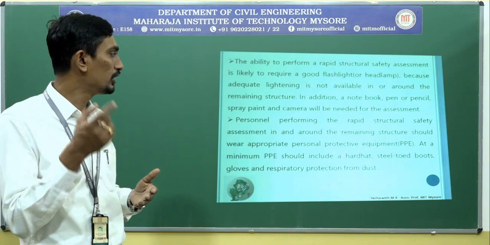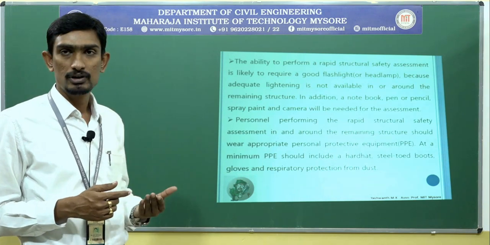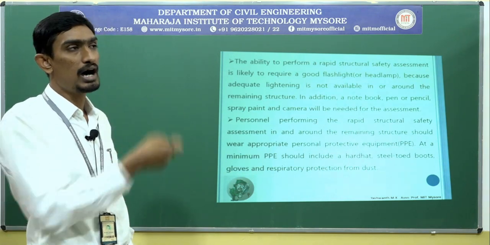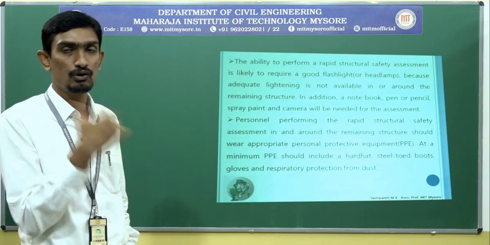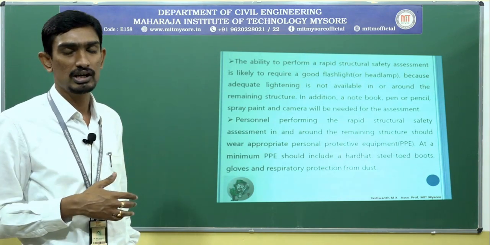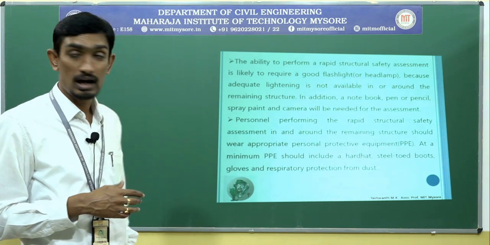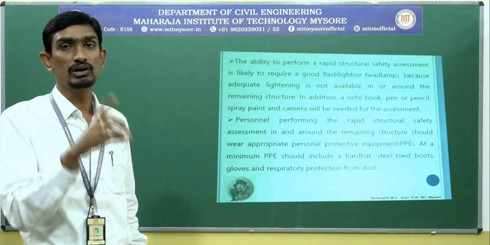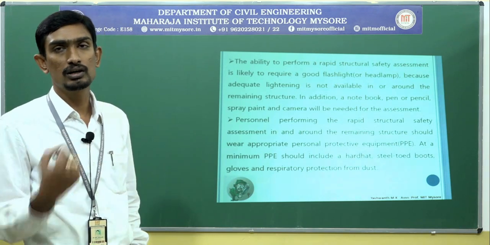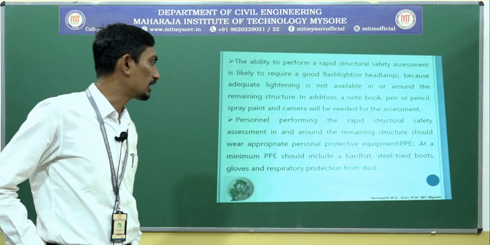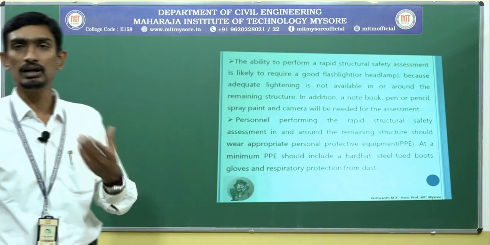You need to take a pencil and spray paint, because you need to mark that particular area, saying this is so and so things: column number, floors, you can mark. So that's why you can take paint. Camera is very important. You can take a photo, come to the office, diagnose it and come to the conclusion. And the next thing is very important nowadays.